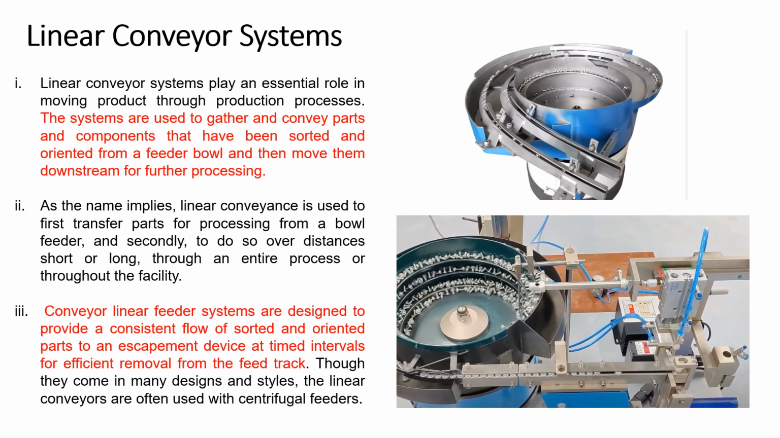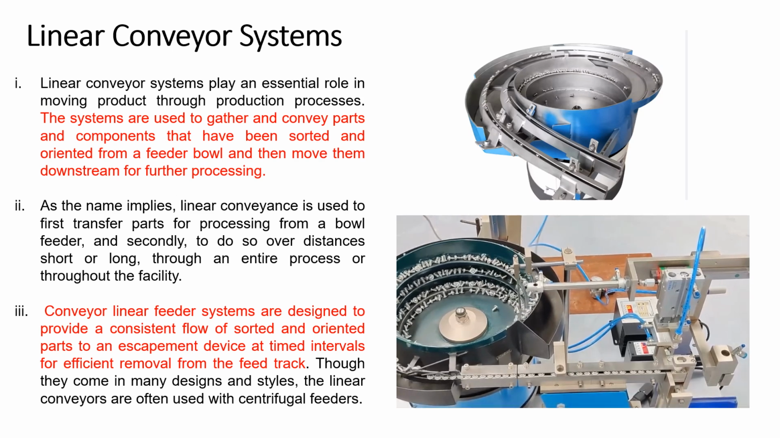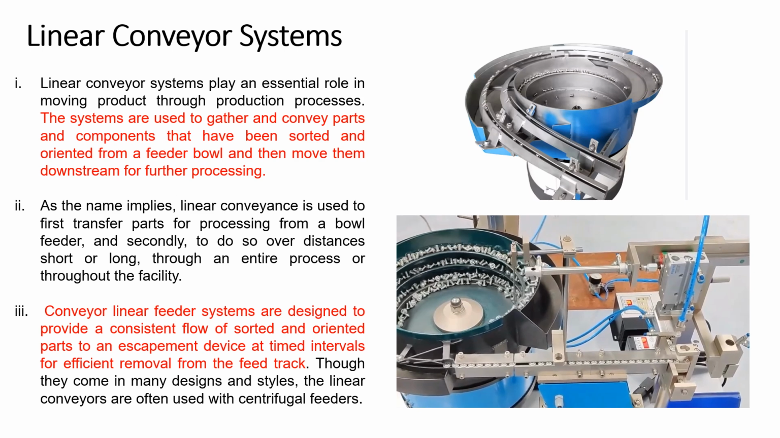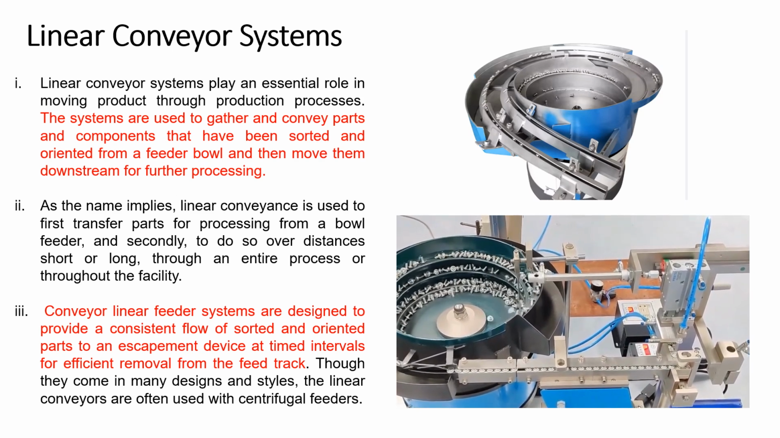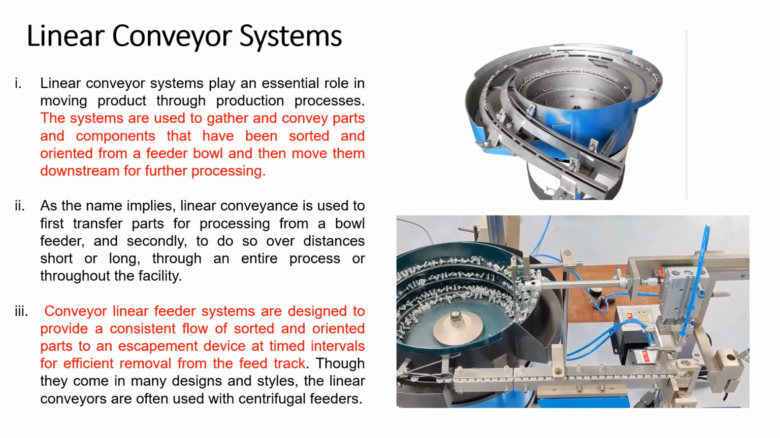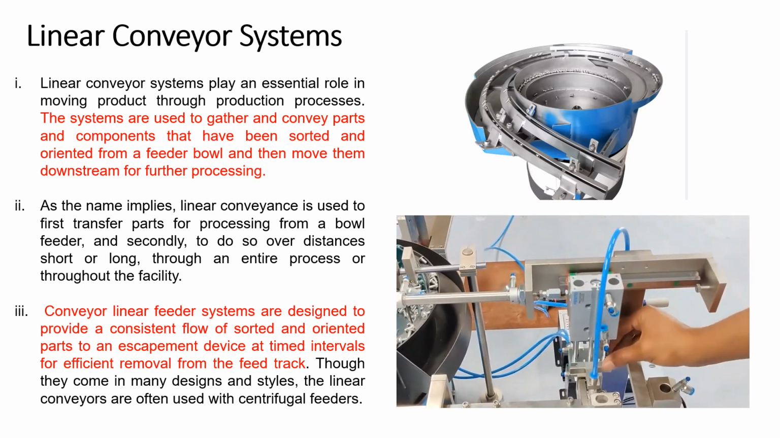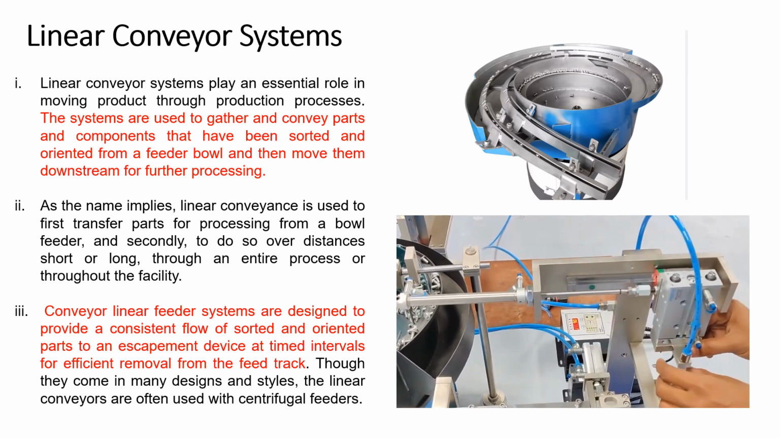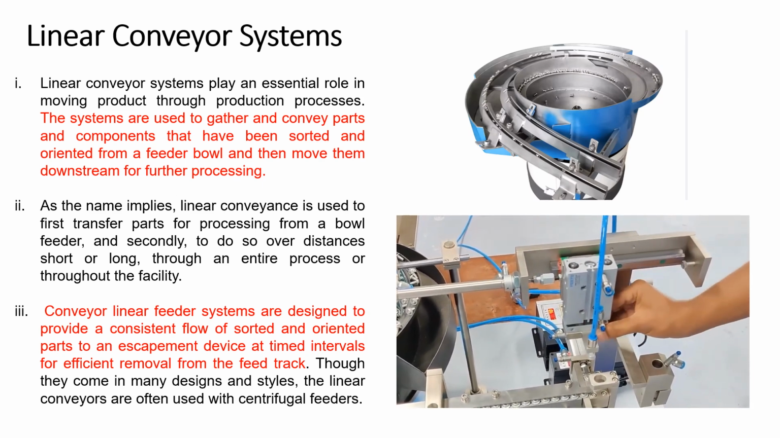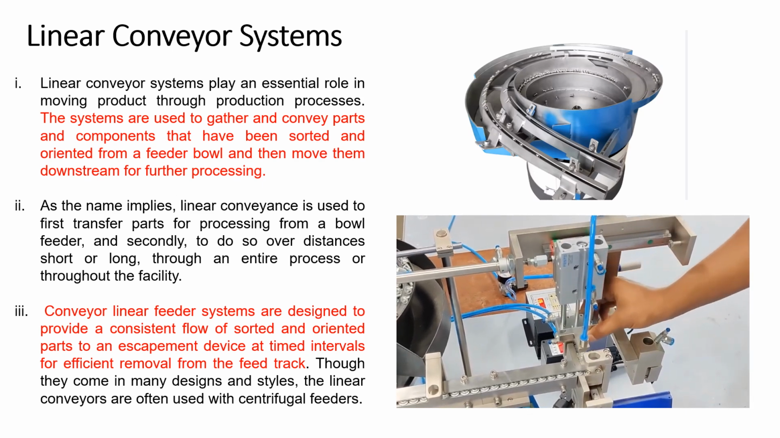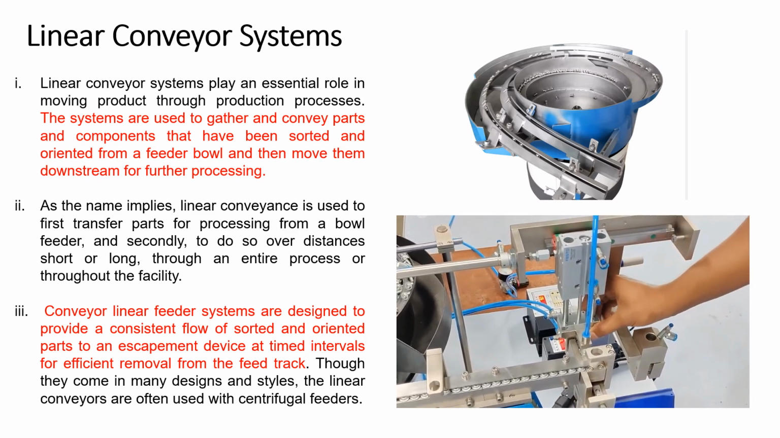Now the linear conveyor systems. Here we can see that from the feeder we are getting these parts, and they are coming at the output outlet, and now we require one part at a time. This is called singulation. You can observe it is taking one part at a time. This is called a linear conveyor system, which is at the output of the feeder, and is used to gather and convey parts and components that have been sorted and oriented from the feeder bowl, and then move them downstream for further processing.